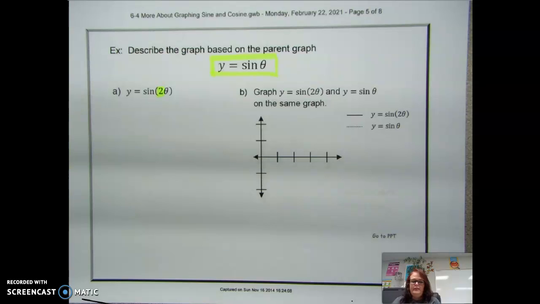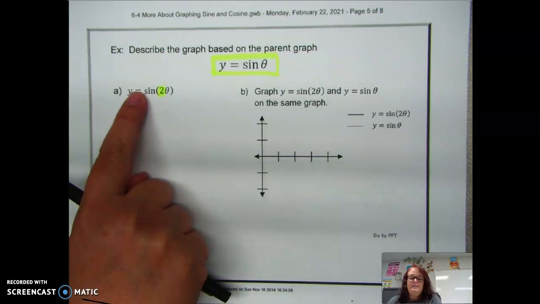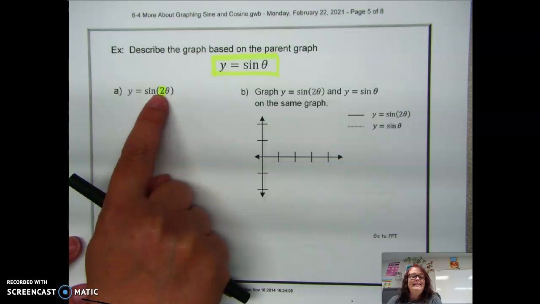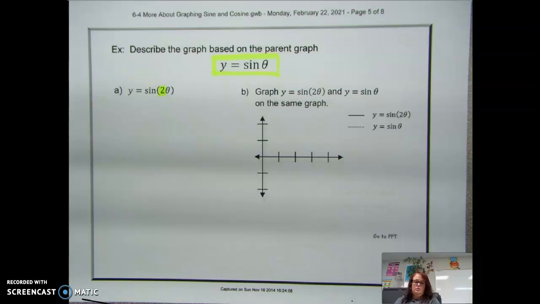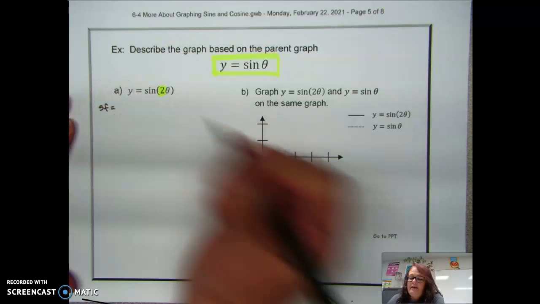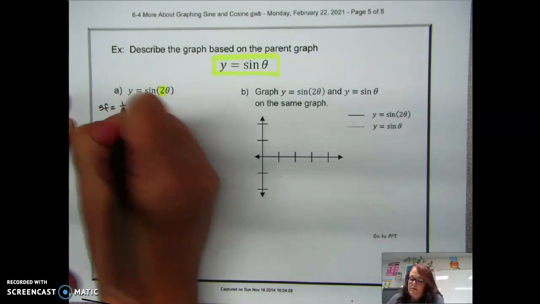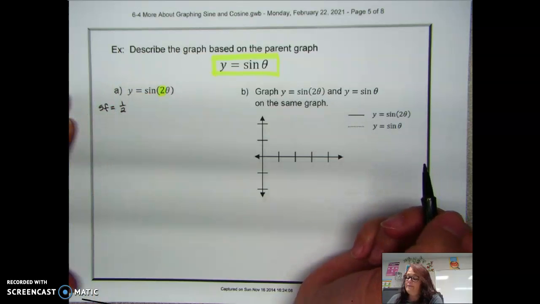So this is different than the previous problem because the previous problem, the 2 was outside the sine. Now the 2 is inside the function or inside the parentheses. So that makes it horizontal. And like we always say, anytime it's horizontal, that means that we have work to do. So that means that my scale factor is never going to be what it looks like. So in this case, the scale factor is going to be the reciprocal, or 1/2.